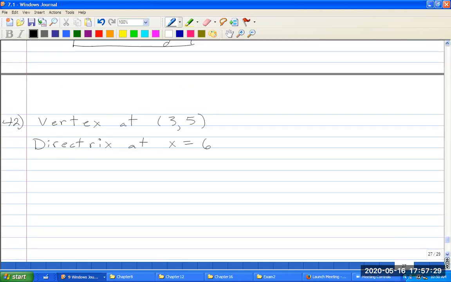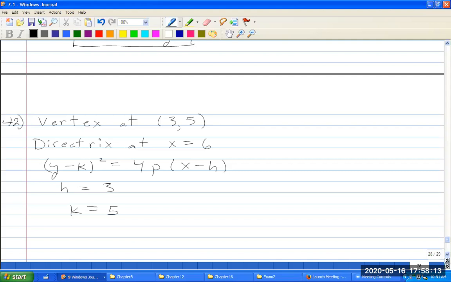The vertex is at 3, 5. And the directrix is x equals 6. And so the y must be the one that's fixed, so it has to be a y squared. So this is y minus k squared equals 4p times x minus h. And let's figure out what each of these are. Well, the vertex is at 3, 5. So that's what h and k are. They're just the coordinates of the vertex.